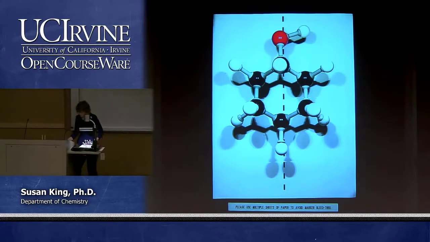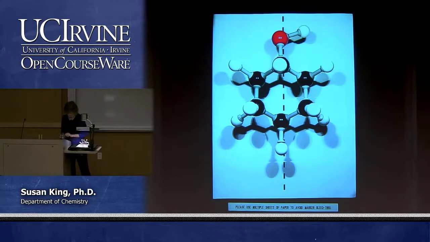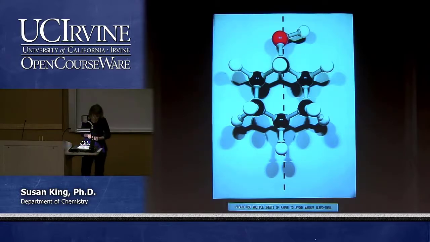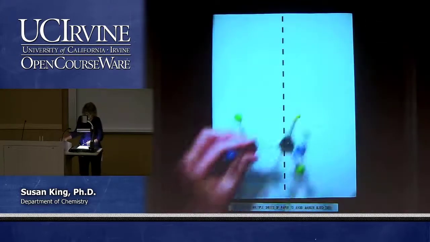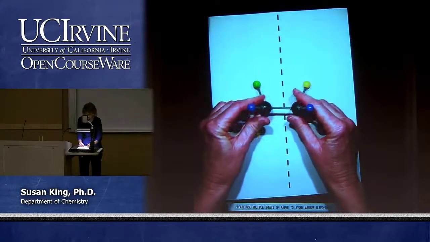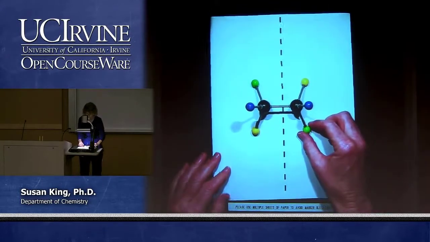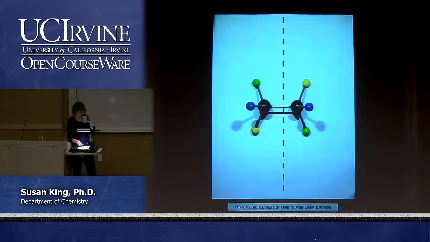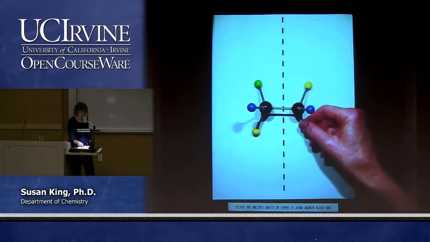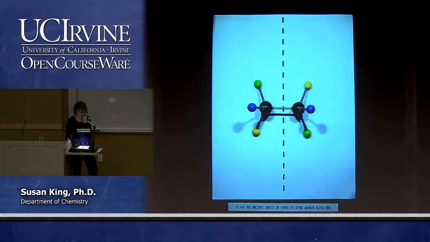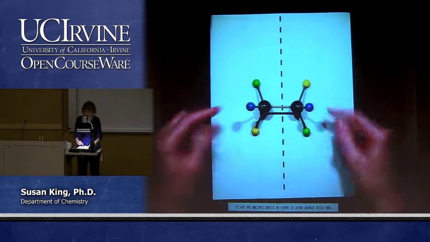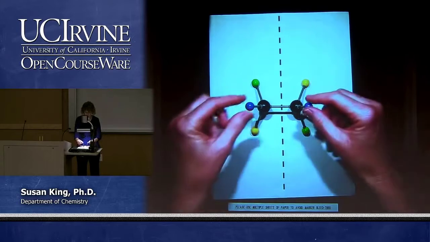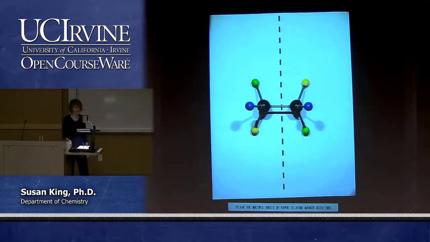All right, let me do something here. I'm going to make one more. I just thought of this off the top of my head. Let's look at this molecule right here. All right. Well, certainly it doesn't look like it has a plane of symmetry, right? Because we have green this way, yellow this way. And do we have stereocenters?